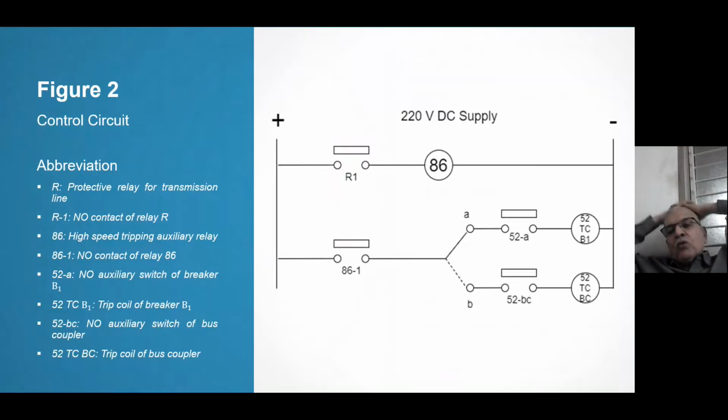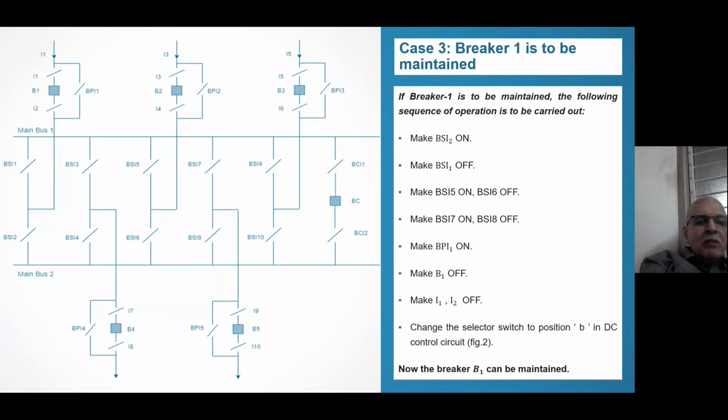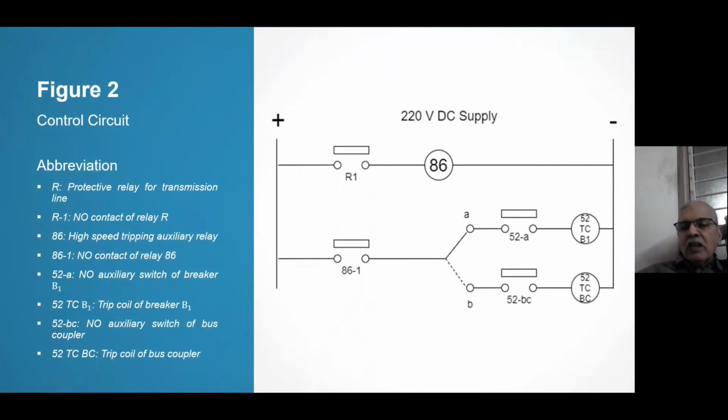But one more thing you will have to do. You see, relay was tripping 52 BC1. 52 BC1 means B1 trip coil was tripped by relay. But now B1 is under maintenance. So what you will do? Instead of B1, you will trip the trip coil of bus coupler. And for doing that, you will have to change the control switch from A to B. This control switch is in control room. All other things which I showed to you are outdoor, but this control switch is in control room on every panel. So you are changing this from A to B. That operation you have to do.